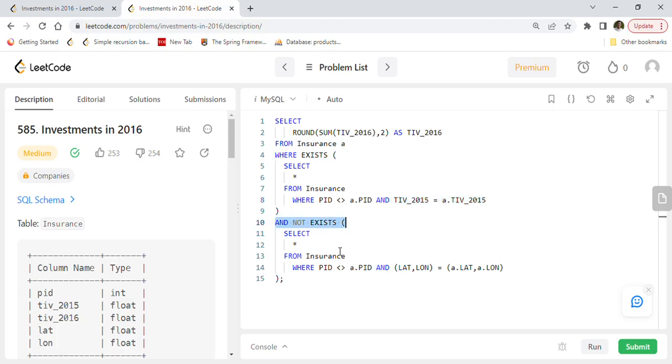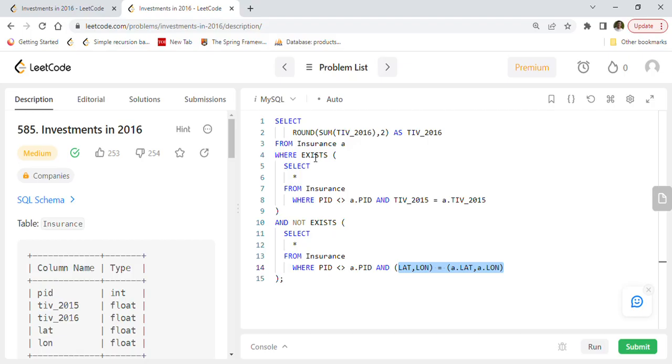And not exists, right? We want to make sure that the locations are different now. Select star from insurance where PID is not equal to A.PID and lat comma long is equal to A.lat comma A.long, right? So it means that the same location should not exist in that table. It should be unique basically, correct? The latitude, longitude location should be a unique location. That's what they are saying here. Okay, so I hope you understood this query.